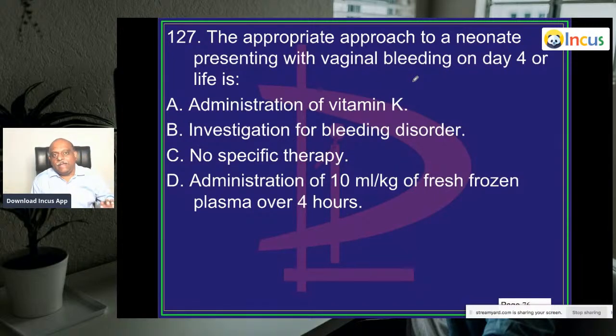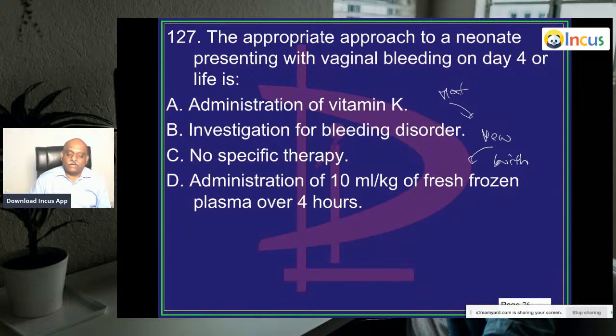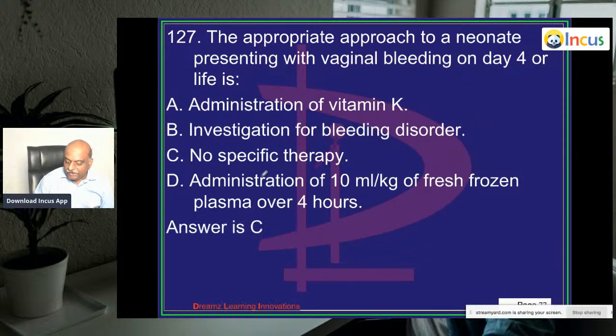There is vaginal bleeding on day 4 of the life of a girl neonate. What do you want to do? Typically, the maternal estrogen goes to the newborn female, and after the birth, its withdrawal can lead to development of the 4th day vaginal bleeding. So there is no specific therapy required for that.